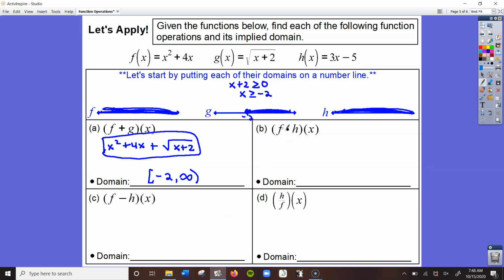For part B, we're going to do f times h. So that means that we're going to do x squared plus 4x, and I'm going to multiply 3x minus 5. Here you would have to FOIL.